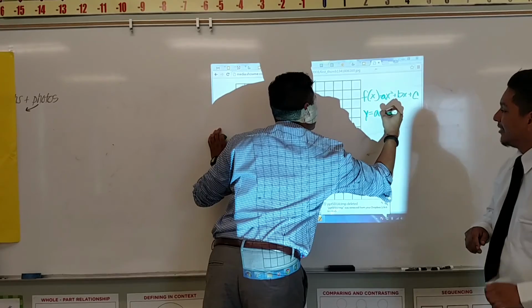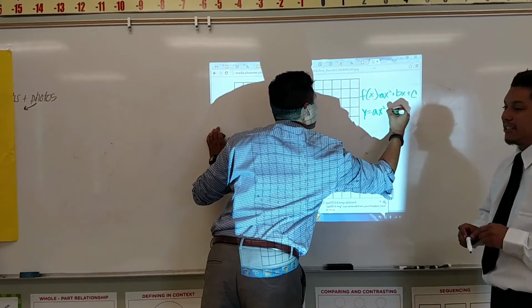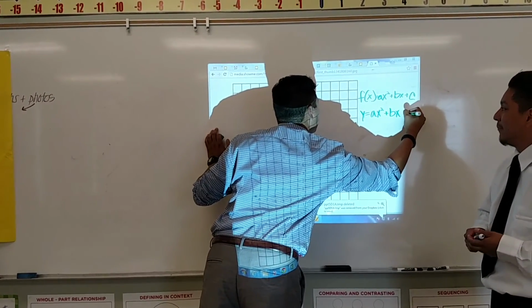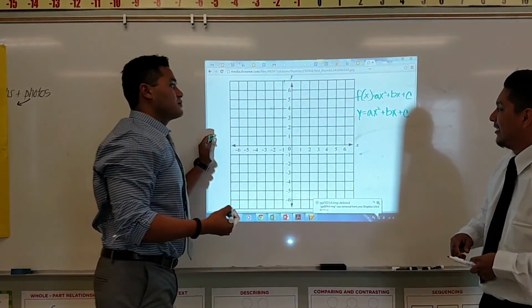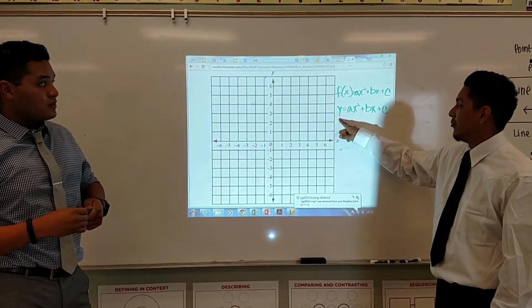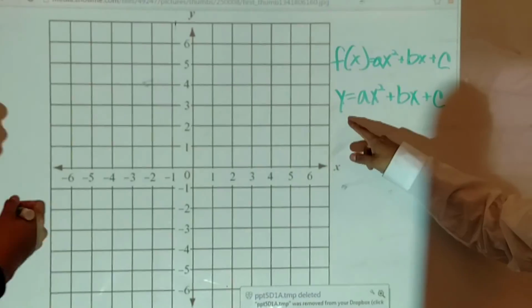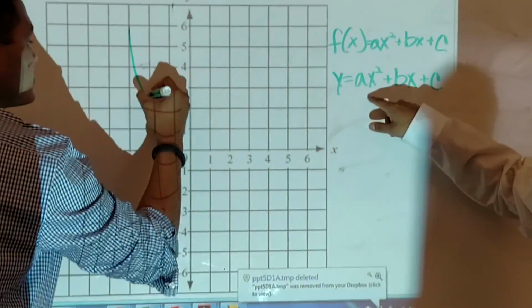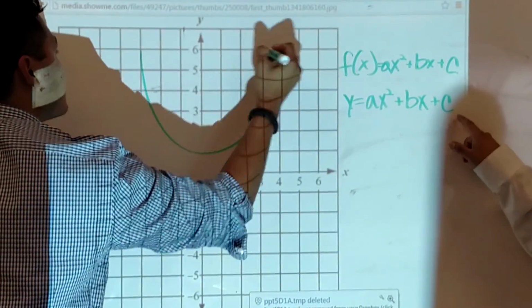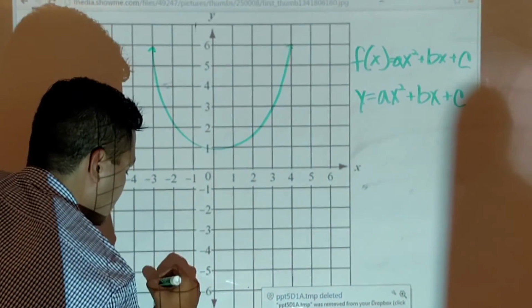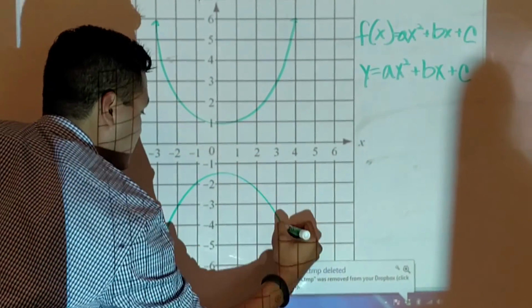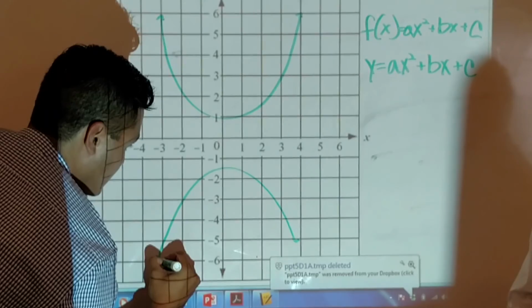And here's the formula. So we have f of x, which is function, equals ax squared plus bx plus c. Or in other words, y, the same thing as a function, f of x. Y is equal to ax squared plus bx plus c. And here we're going to see two examples of parabolas.